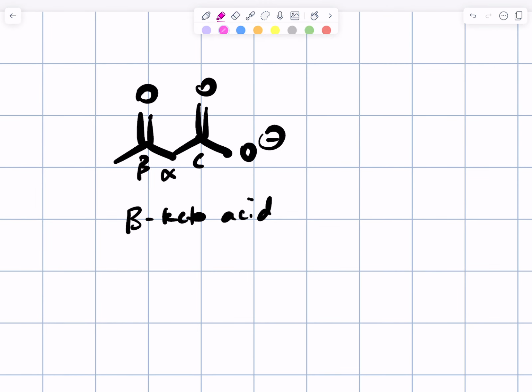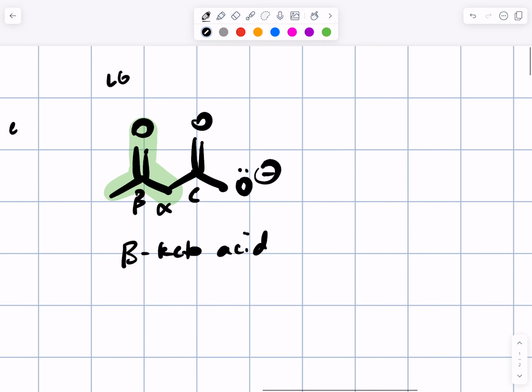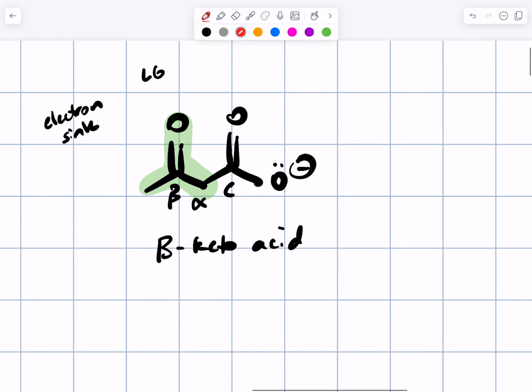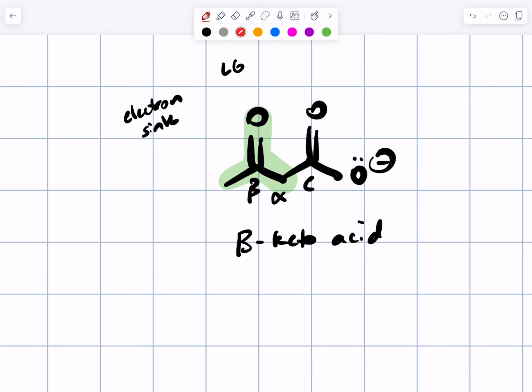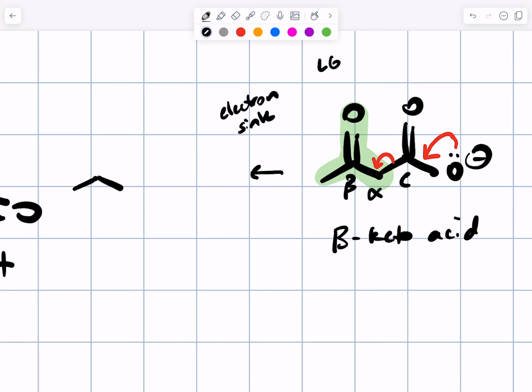So you can look at a beta keto acid and think of this, the alpha and the beta carbons with the ketone on it, as a leaving group, or another way to think of it is an electron sink. It's a place for electrons to go. What we'll do with the carbonyl is very similar to what we've done with tetrahedral intermediates. Lone pair electrons on the oxygen kick down and the leaving group leaves. And the reason it can leave, as I said, is because it's resonance stabilized.